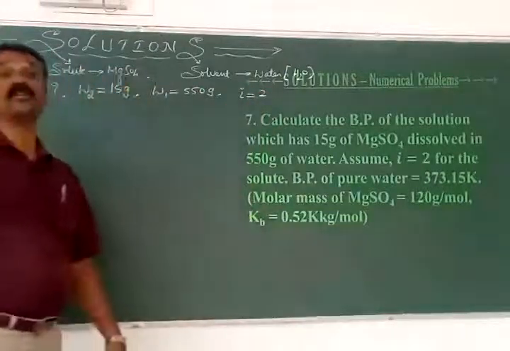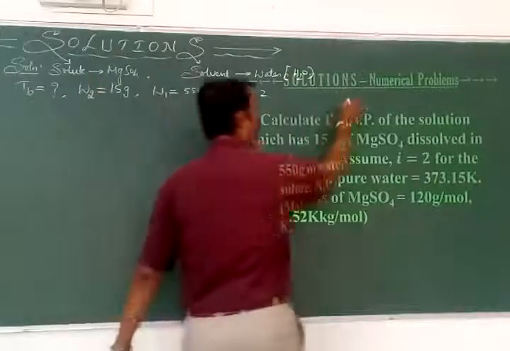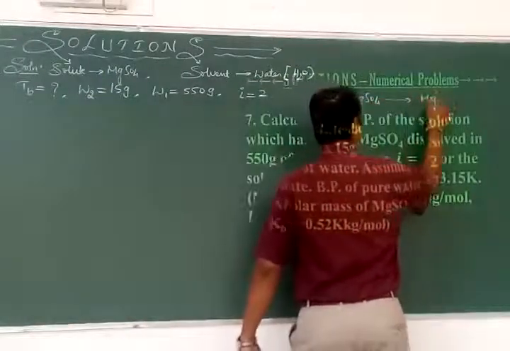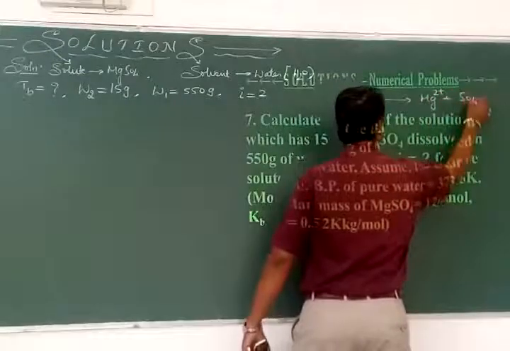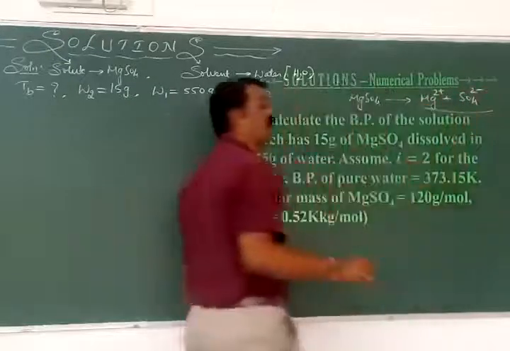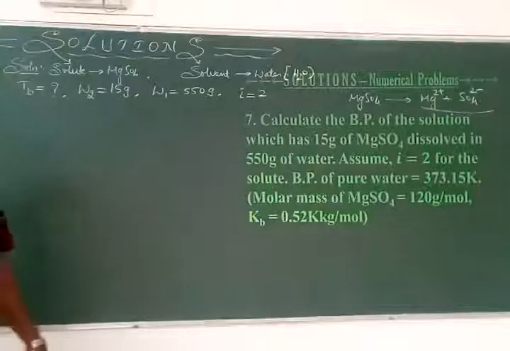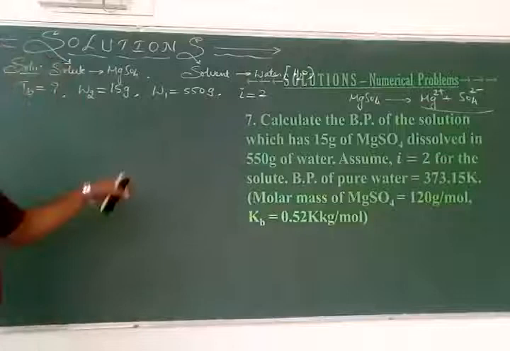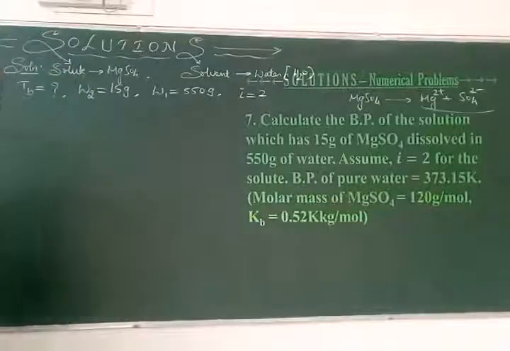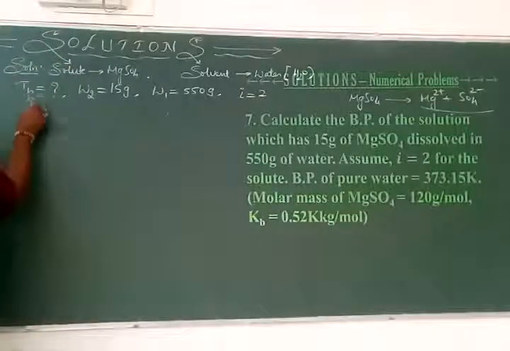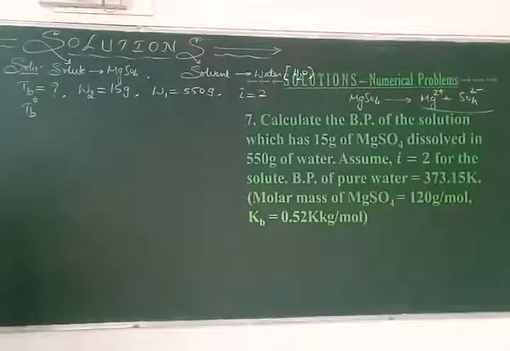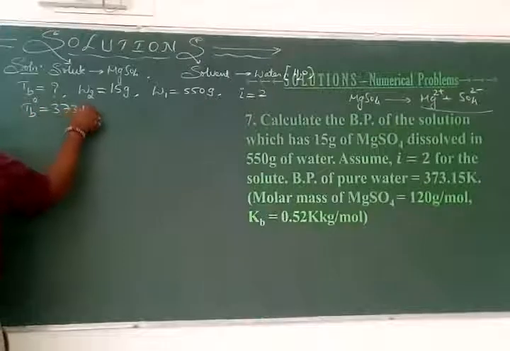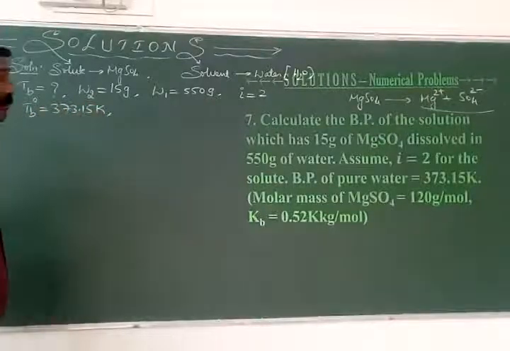It is already given because magnesium sulfate upon ionization gives Mg2+ and SO4 2-. Therefore, how many particles are there? Totally 2 particles, and that number of total particles is given by the van't Hoff factor, that is i. BP of the pure water: water is the solvent, so it is Tb naught. What is that? 373.15 in terms of Kelvin.